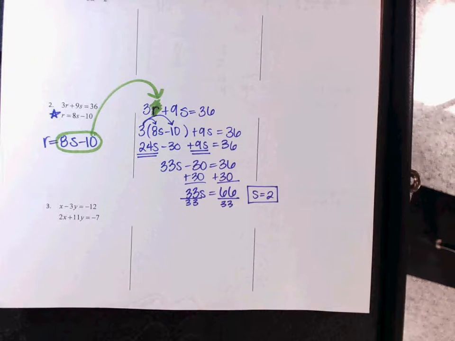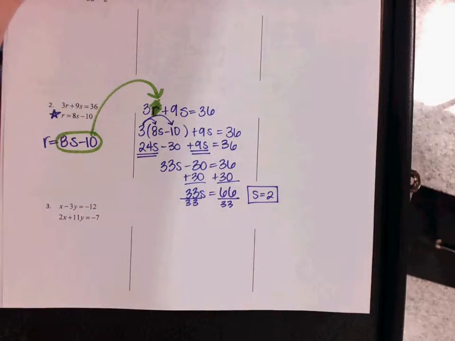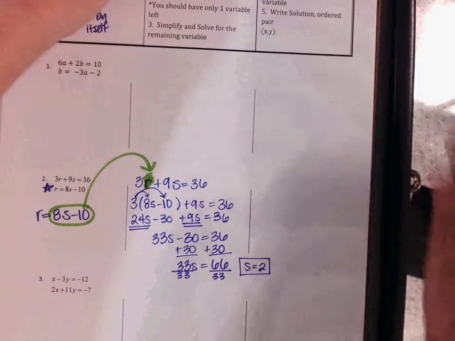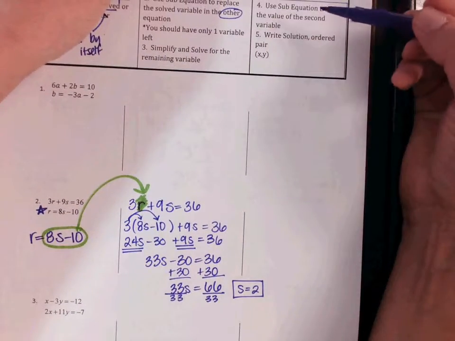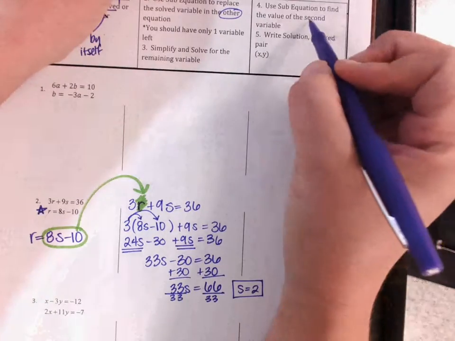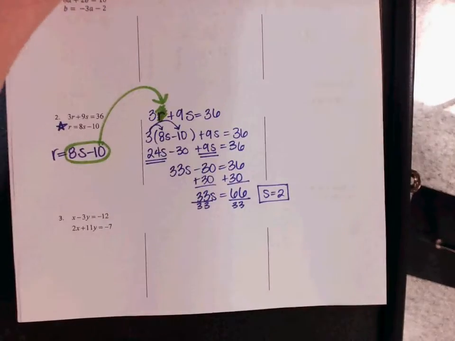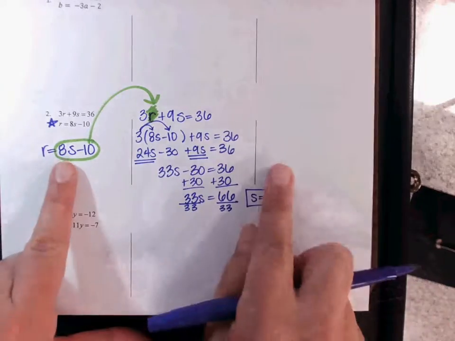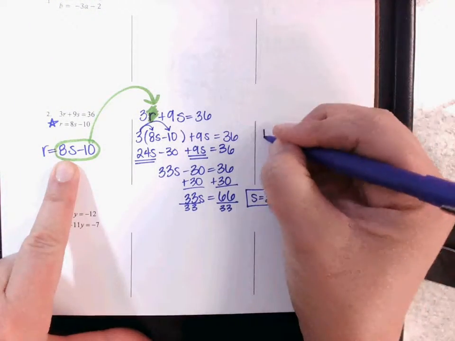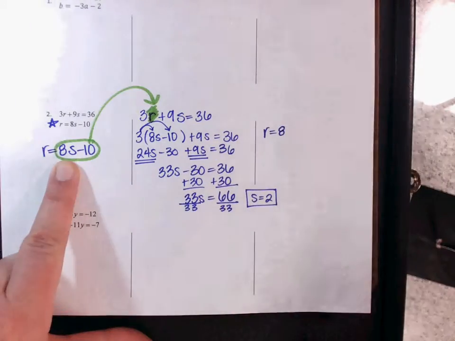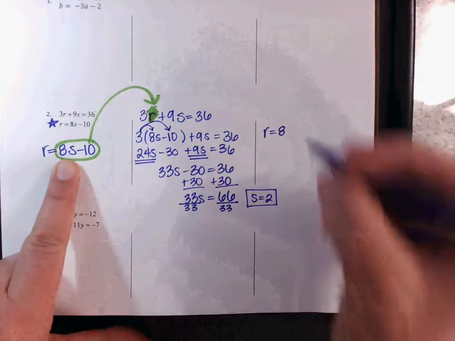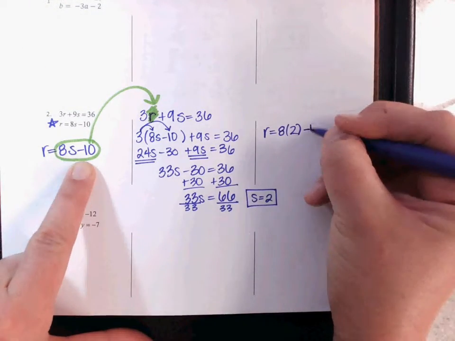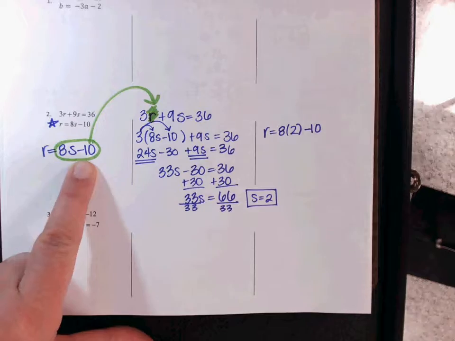Come back up to your steps. Let's look at the last column. So it says simplify and solve. Then if you come back up here, it says now use your sub-equation to find the second variable. So if I come back down here, these columns are going to exactly match, but what's going to change is that when I get to the s, now I know what s is. What's s? 2. 8 times 2 minus 10. What is 8 times 2?